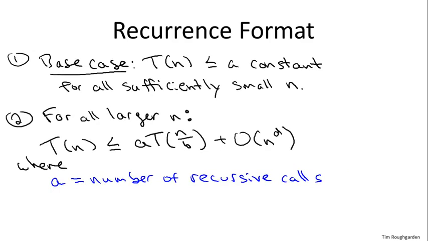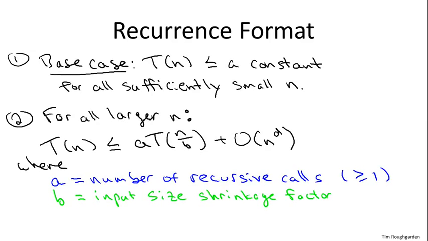Then there's b. b is the factor by which the input size shrinks before a recursive call is applied. b is some constant strictly greater than 1. So for example, if you recurse on half of the original problem, then b would be equal to 2. It better be strictly bigger than 1 so that eventually you stop recursion, so that you terminate.